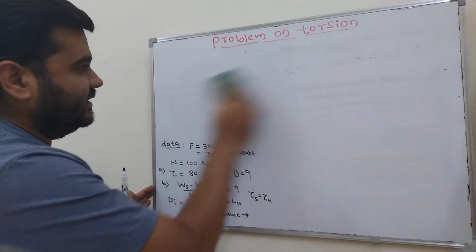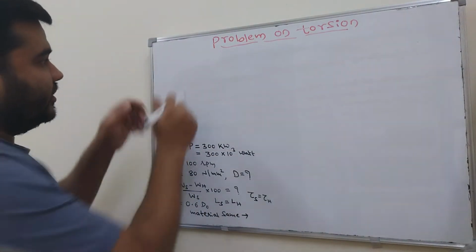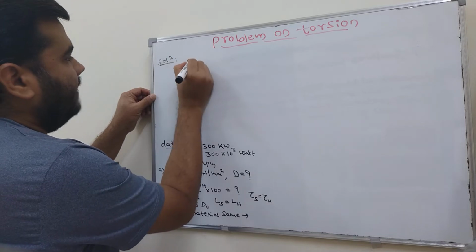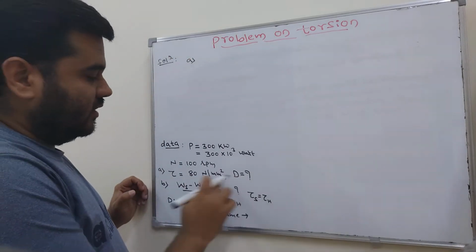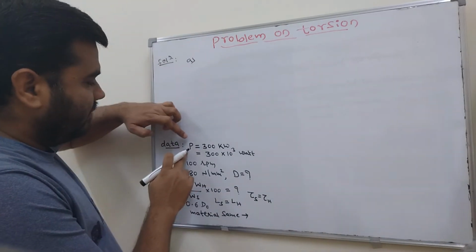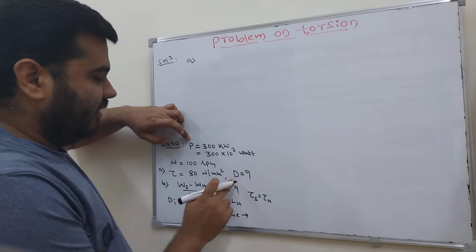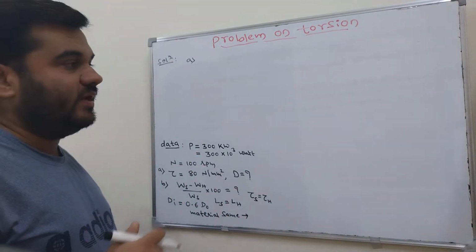Data, we'll keep it as it is so that it will be helpful while solving the problem here. So, solution: first I'll go for part A, to find the diameter of the solid shaft. Here the power, the speed, and the shear stress are given, and we need to find the diameter of the solid shaft. So what are the general formulae we can use here?